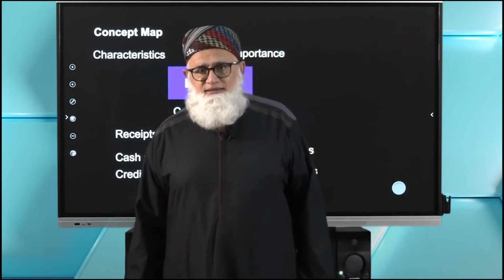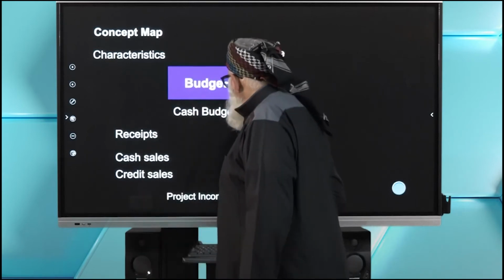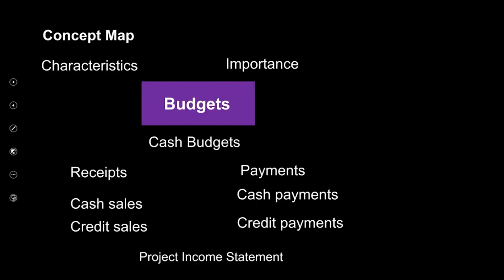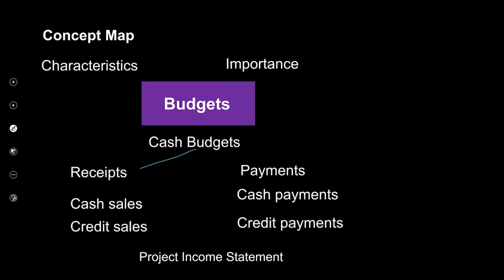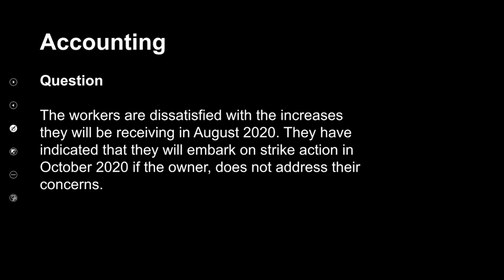Welcome back, accounting boffins. Right, we're busy with a question on the cash budgets. Once again, quick reminder, when you're dealing with a cash budget, remember we said you're talking cash, therefore receipts and payments. Okay, let's look at the question. The workers are dissatisfied with the increase that they will be receiving in August 2020. They've indicated that they will embark on strike action in October 2020 if the owner does not address their concerns.